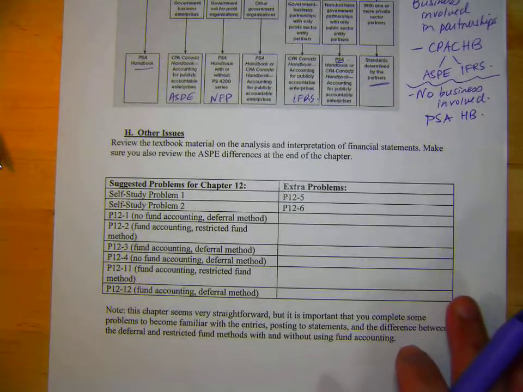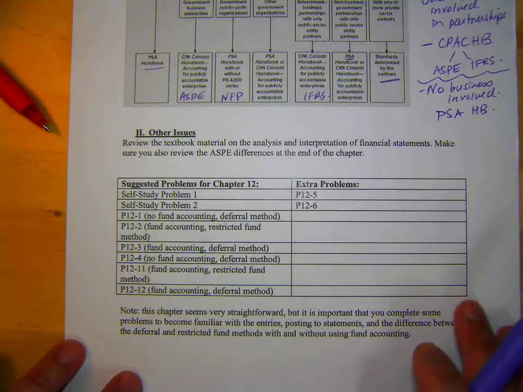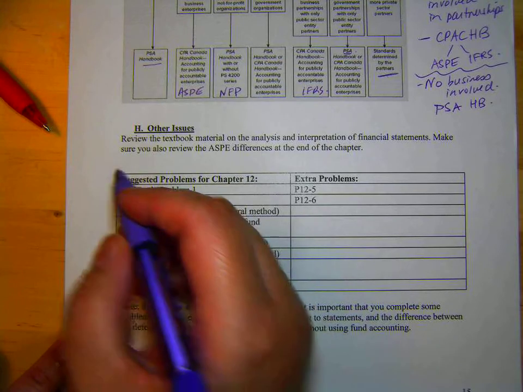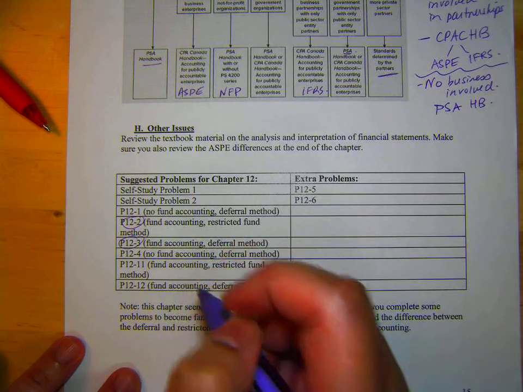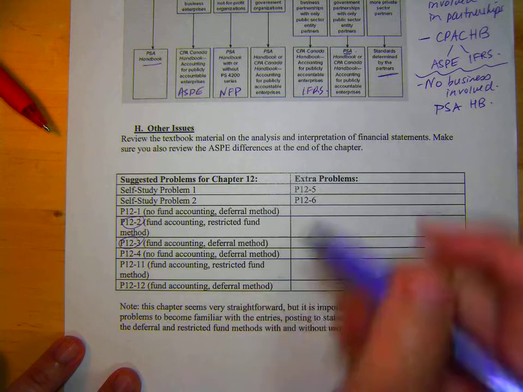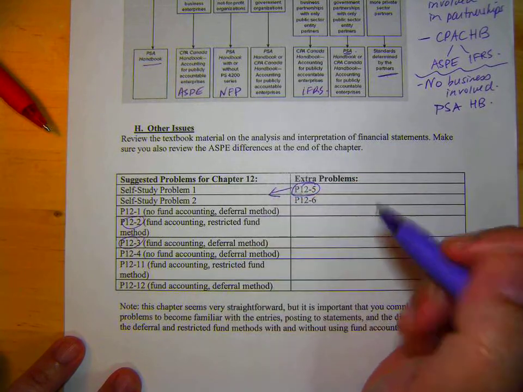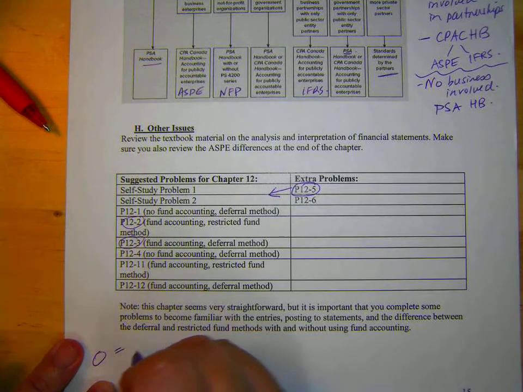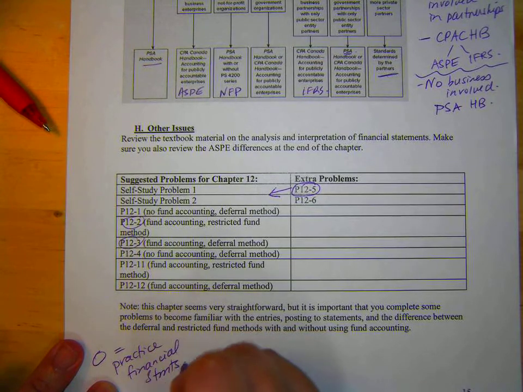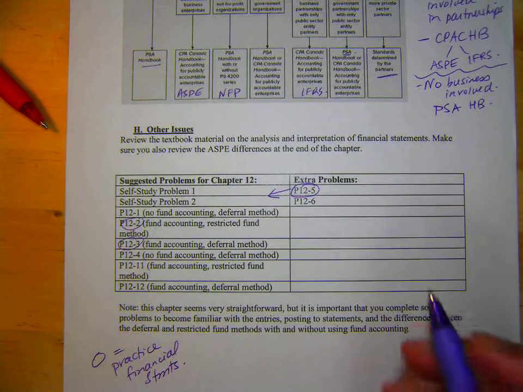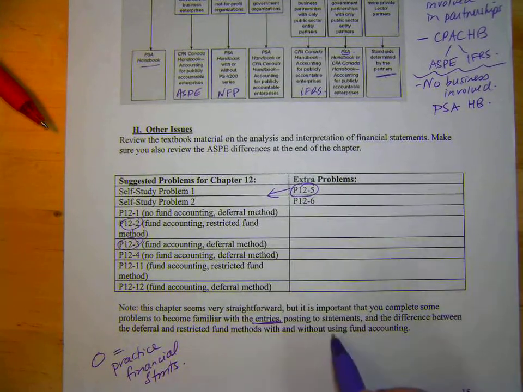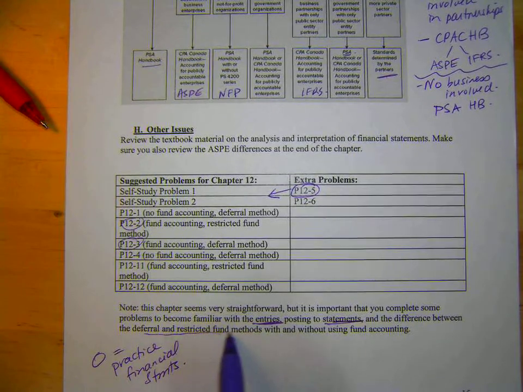Okay, here's our suggested problems. In particular, this one, 12.2, 12.3, and 12.5. Oh, I don't have 12 anymore. Maybe move this one over here. All 3 of those circled ones you can practice statements. The other ones have entries, a combination of entries and statements, but you have to know both. So you do have to know the entries and posting to statements, the difference with deferral and restricted funds.